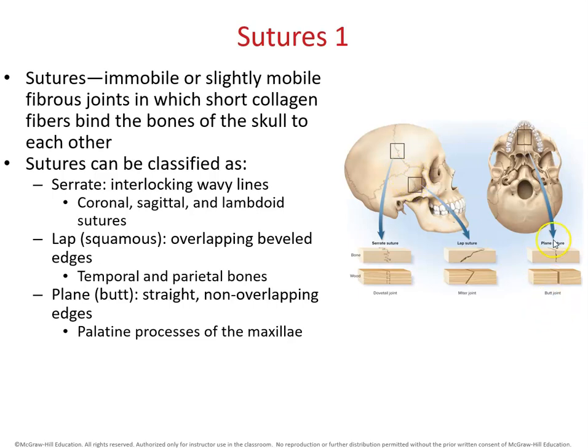And finally, a plain suture is where it's pretty much just two pieces squared up that are fused together end to end. So the palatine process of the maxillae is an example of this. The roof of your mouth, that palatine bone there, they are fused together in a fairly squared up arrangement.